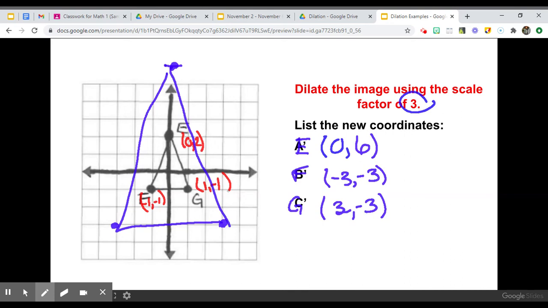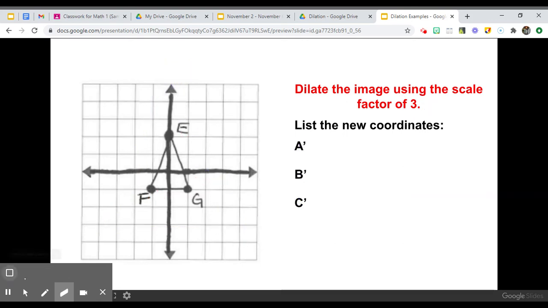But if I was connecting with the line, I see I have the original, and then I have the prime image. That would be E prime, F prime, and G prime. And because I have a scale factor of 3, my image enlarged, or it got bigger. I was multiplying each point by 3.